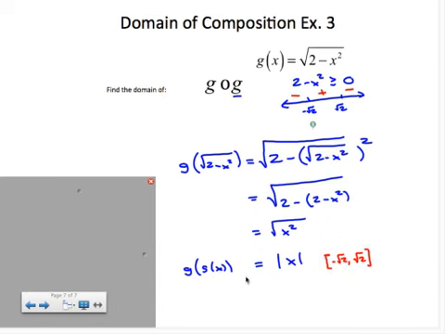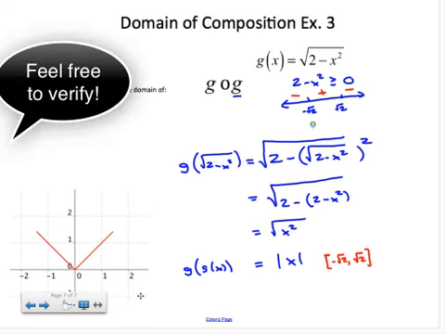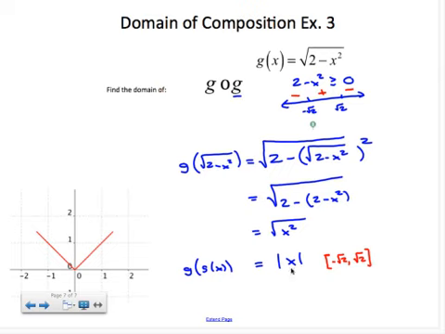So check this out. G of g is the absolute value of x, but only on this interval. So what you're going to see here, and this is what you would get if you graphed it on GeoGebra or your calculator, is you'd see only a portion of the absolute value function. Okay, it starts at negative square root of 2 and ends at positive square root of 2.